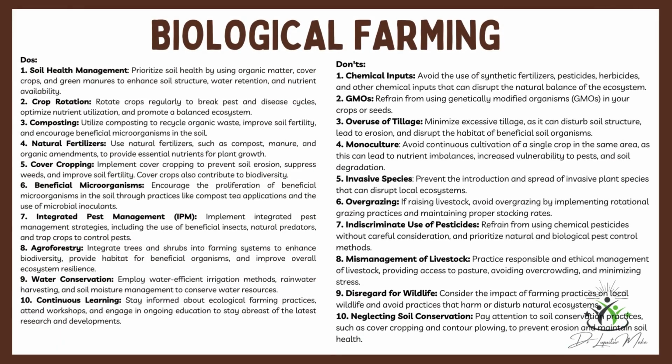Then we come to biological farming. Even here, you're going to do the same. If possible, paste this somewhere on your board where you study, just next to you. Write them down nicely. Write do's and don'ts of these farming methods. Biological farming is similar to organic farming. There's soil health management, crop rotation, composting, natural fertilizers. It does not use chemical inputs, GMOs, overuse of tillage, monoculture, overgrazing, mismanagement of livestock.